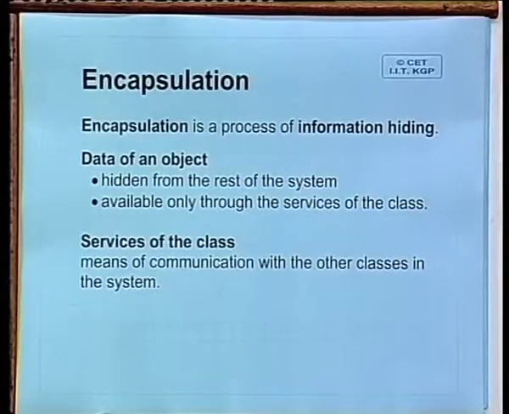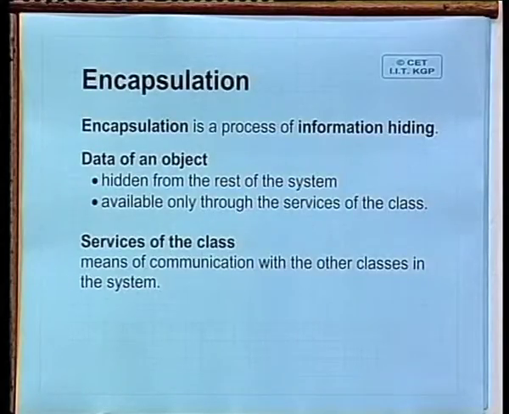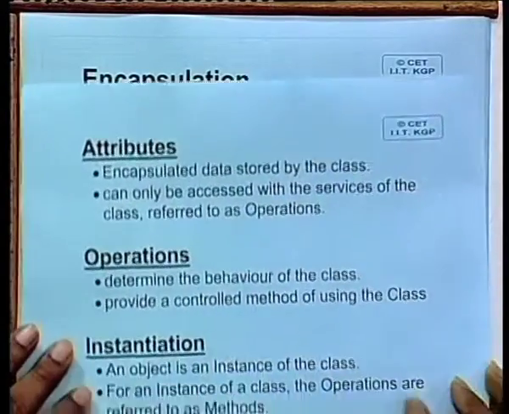It is like you are a student: unless you tell me your name through your services, there is no way I can know your name. That is the basic idea. There is a concept of information hiding: the data is encapsulated inside and can be accessed only through the services of the class. We will discuss more and more about this, because encapsulation is a very key property of object orientation.